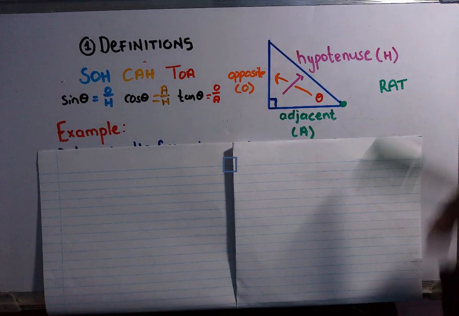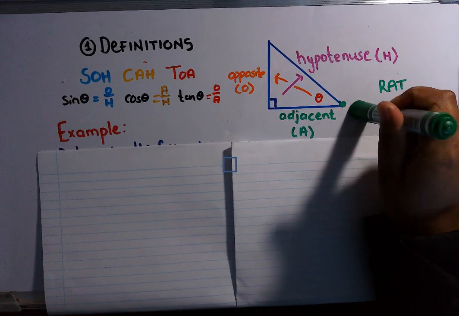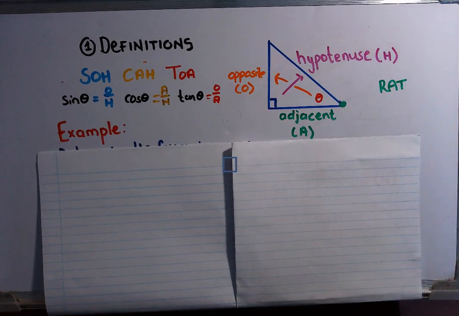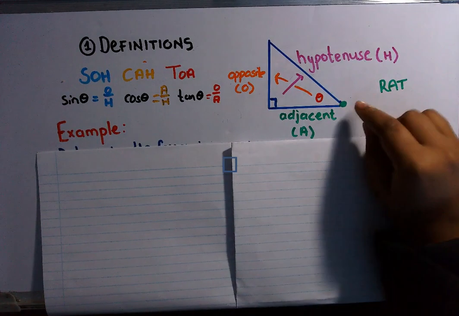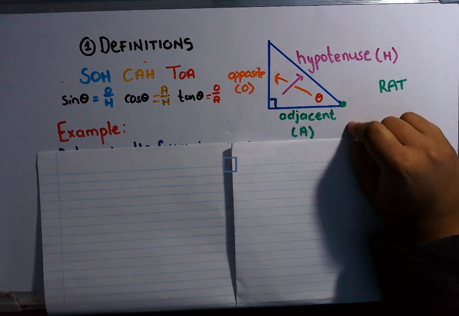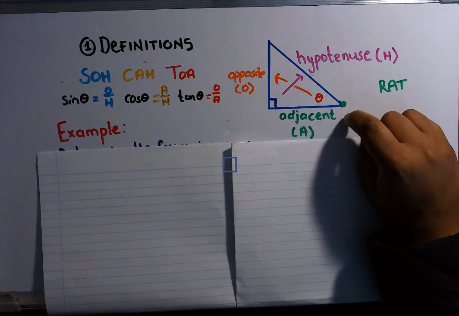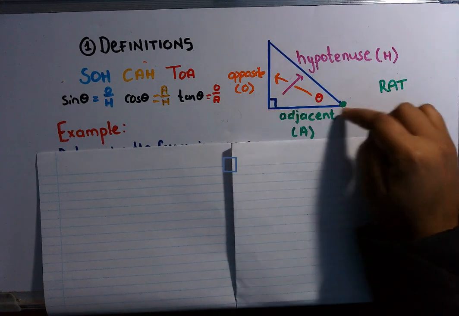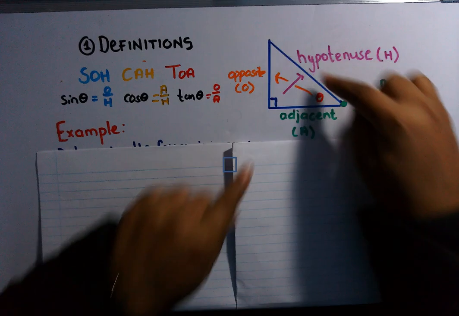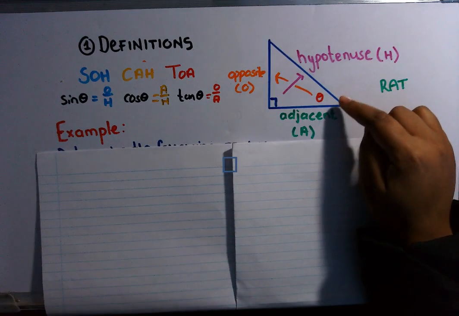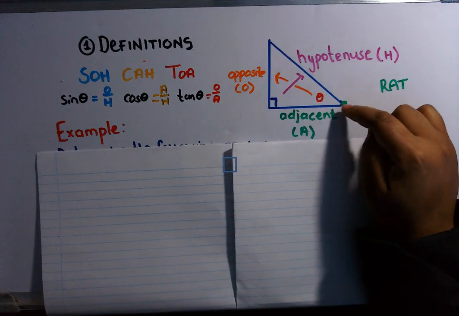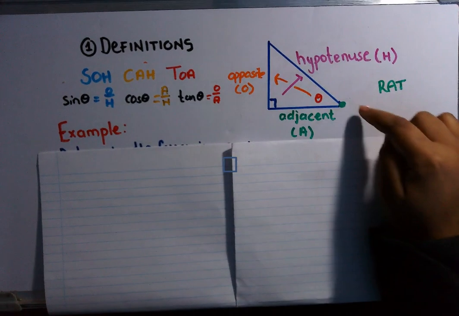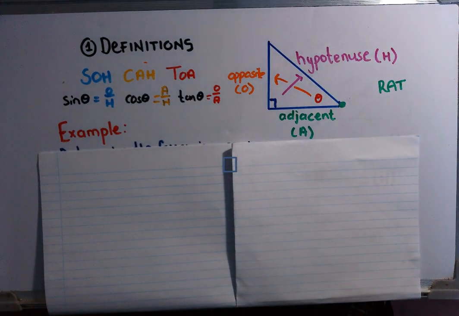Now the adjacent side shares this vertex with theta. Okay, so if the adjacent side shares a vertex with the angle, it could be this one or this one, but we've already established that this long side is the hypotenuse, so it cannot be the pink one. So the adjacent one is this one. Okay, once you can identify those three sides, figuring out the trig ratios using a rat becomes very simple.